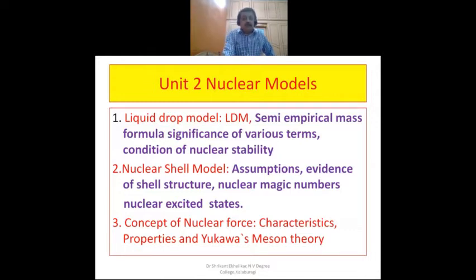And we start the class with nuclear force. We will try to understand the concept of nuclear force, its characteristics and properties, and at the end, we will see Yukawa's meson theory.